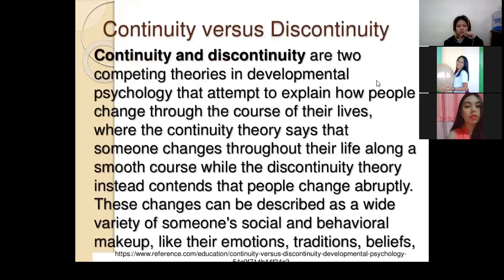Okay. And when we say continuity versus discontinuity, in continuity, a certain attribute of a child is developed when the child is still young and continues to happen in the lifetime of the child. But discontinuity believes in stages, that a certain trait or characteristic exists only per stage. Okay, so that's continuity versus discontinuity.